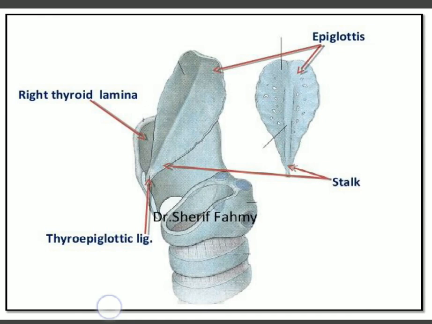The lower end is also known as the thyroepiglottic ligament. It forms a pointed thyroepiglottic ligament, and it is called thyroepiglottic because it connects the epiglottic cartilage with the thyroid cartilage. So it is attached to the upper part of the angle between the two thyroid cartilage laminae.